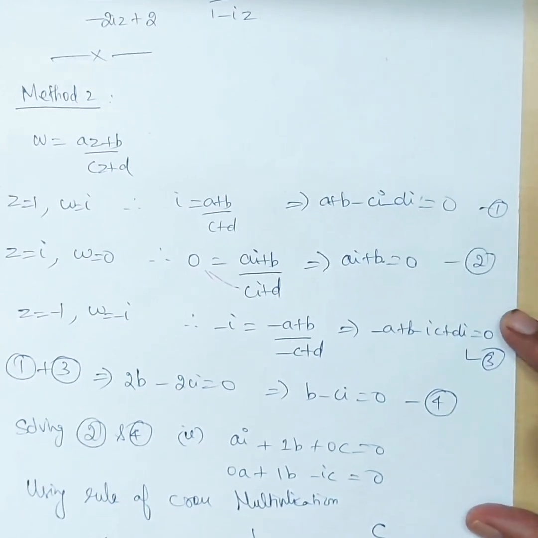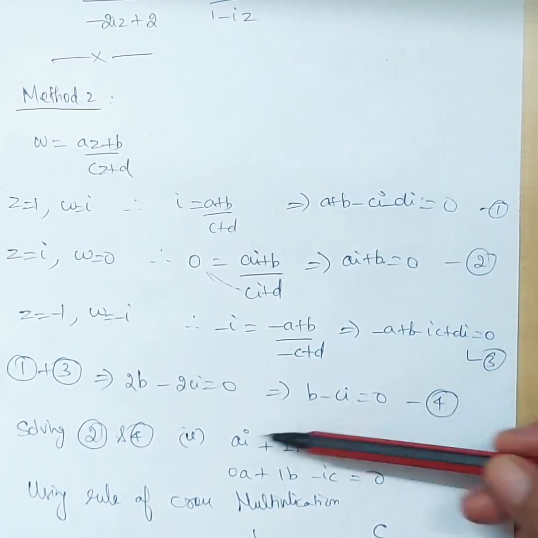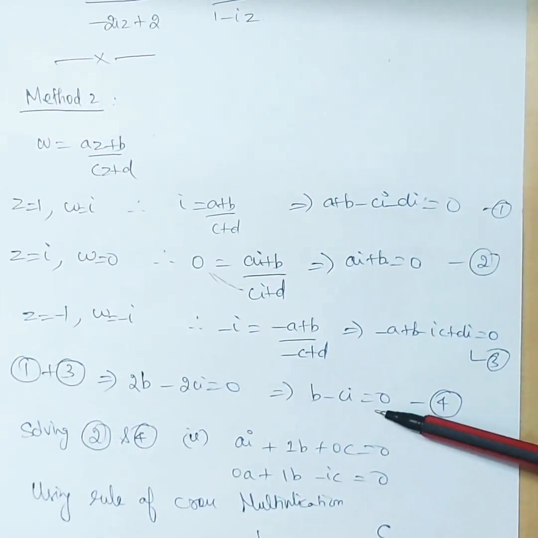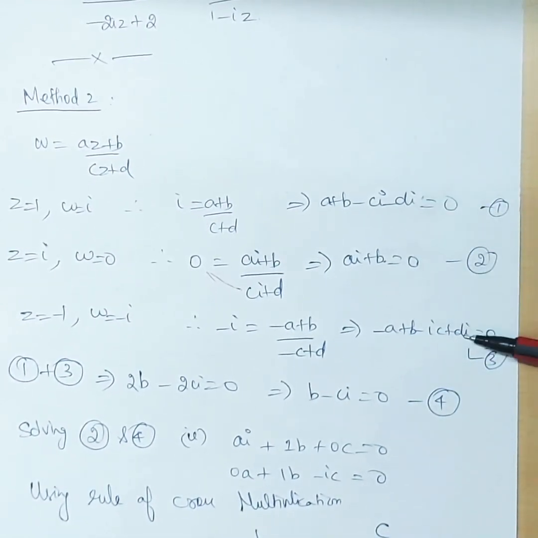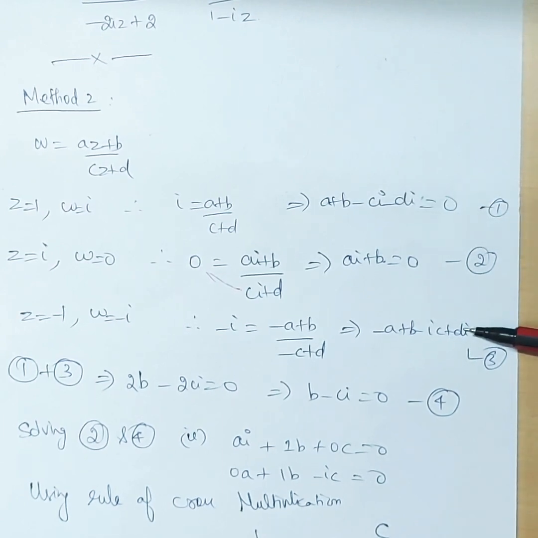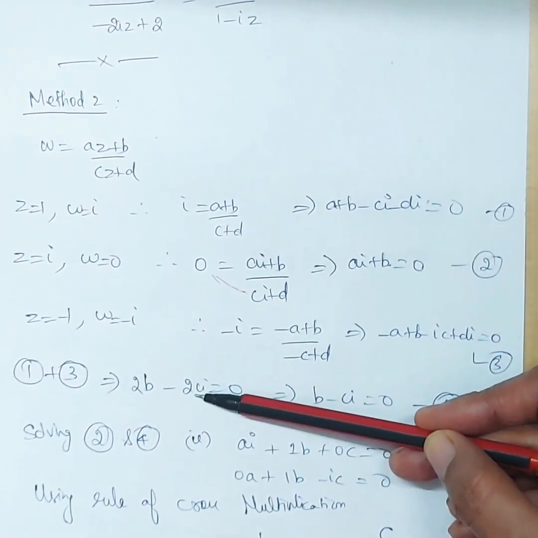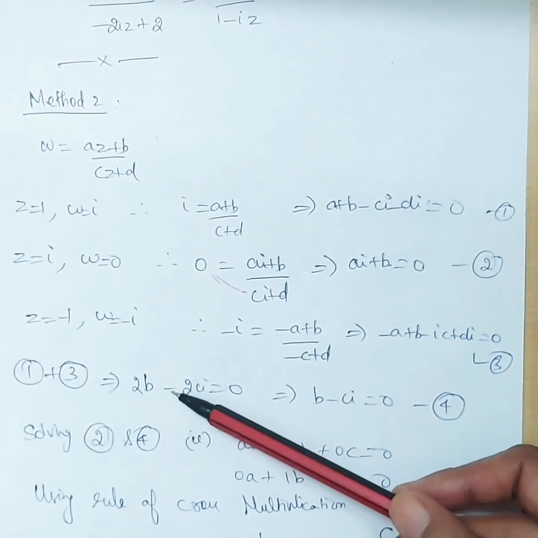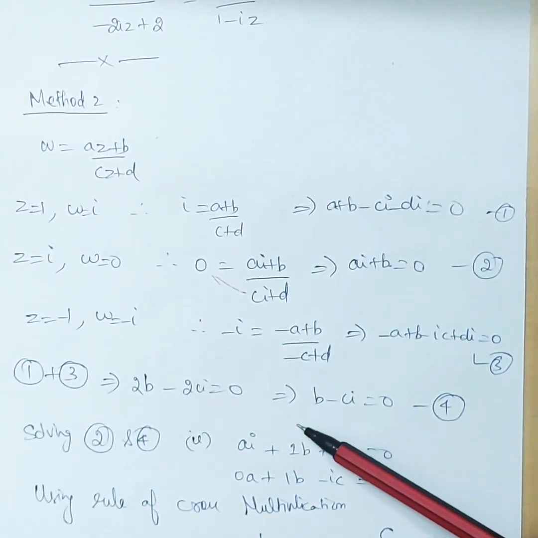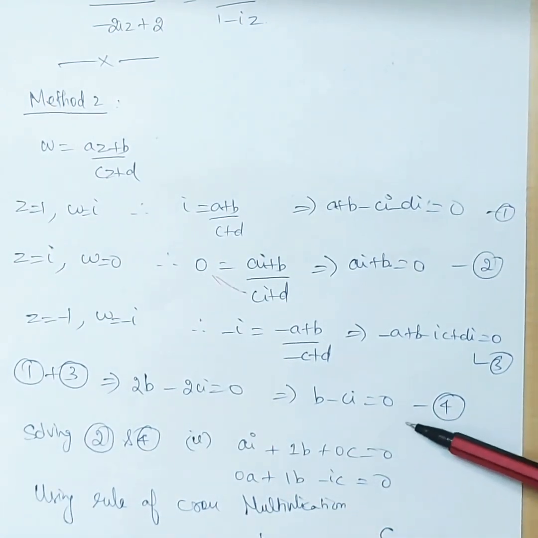Okay, so now I am just trying to add 1 and 3 because minus ID is there, plus ID is there. So if I add 1 and 3, I am getting an equation like this. Similarly, minus ID and plus ID will get cancelled. Minus IC and minus IC will become minus 2IC, and B plus B will become 2B. So 2B minus 2IC is equal to 0, which implies 2 into B minus CI is 0. 2 is not equal to 0, so B minus CI is 0. So this is equation 4.